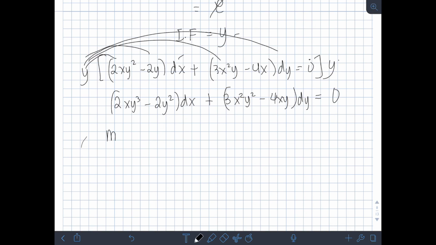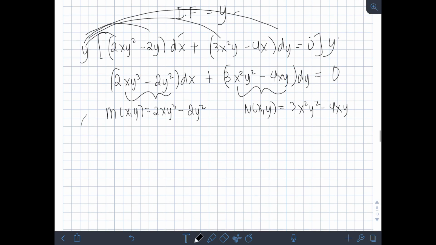So therefore, yung bago nating M ay we have ito yung 2xy cubed minus 2y squared, and then yung bago nating N of x comma y is ito 3x squared y squared minus 4xy. So verify nga natin kung magiging exact na ba uli ito. So dapat equal 'tong partial derivative of M with respect to y sa partial derivative of N with respect to x. So we have, differentiate natin 'to, magiging 2x times 3y squared minus 4y. So, we have 6xy squared minus 4y.